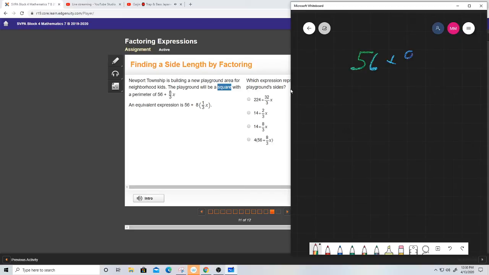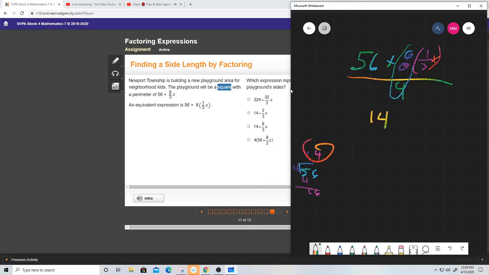56 plus 8 thirds x. Well, again, if we factor a 4 out, we're just going to divide everything by 4. 56 divided by 4 is 14. This is a positive 8, right? Yeah. Okay, so I guess we just do this.